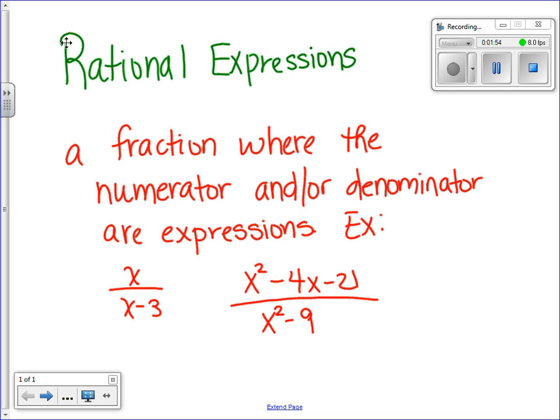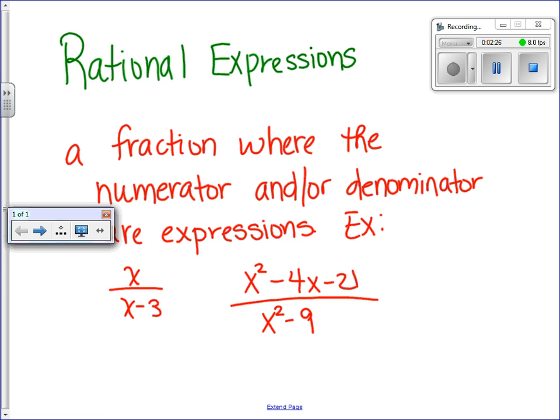Alright, so numerator and/or the denominator are expressions. Now this means, what does this bar right here mean? Divide means division, okay? And we can divide by anything that we want to except 0. Cannot divide by 0. Division by 0 is undefined, okay? It can't be done. So that brings in some domain restrictions.